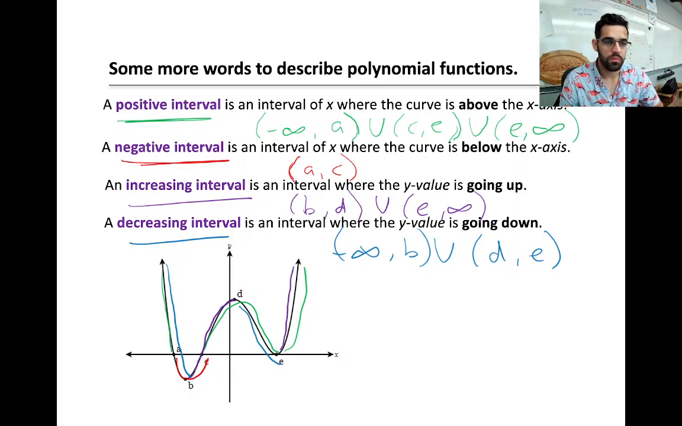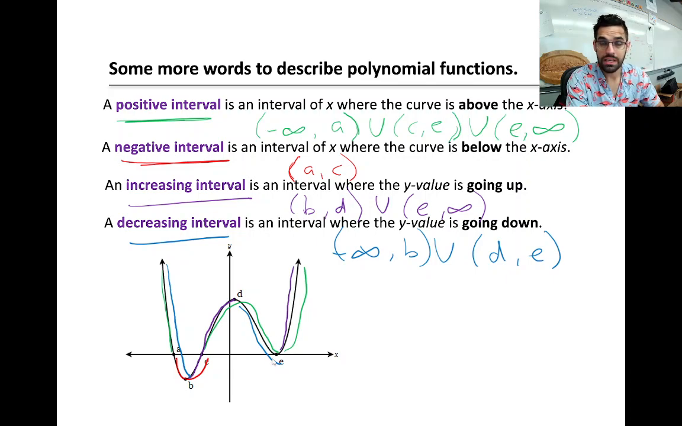So if we take that out, positive interval is any interval where y is above the x-axis. So on our graph, it's all the green. So from the left up to point A, between point C and point E, and then after point E. Those are all intervals we have where it's positive. The positive intervals where the y values of our function are above the x-axis.